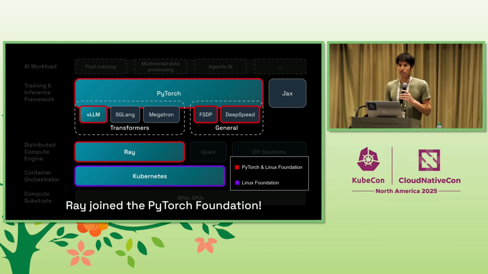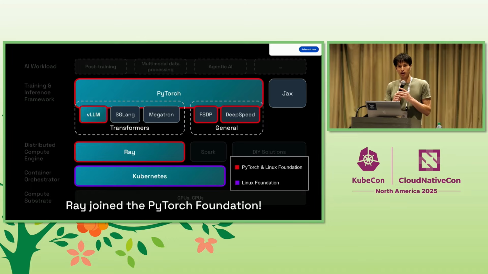The PyTorch Foundation, and the Linux Foundation overall, is home to foundational AI infrastructure projects that Ray is used with all the time. And so it's just very natural. We're already collaborating, just as open source communities, and it just made sense to double down on that.